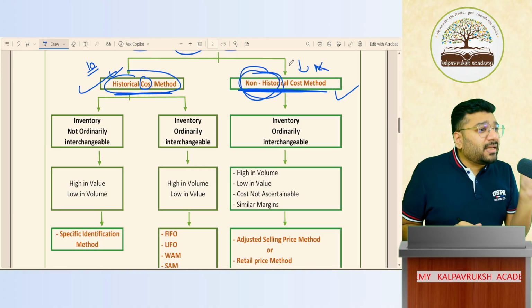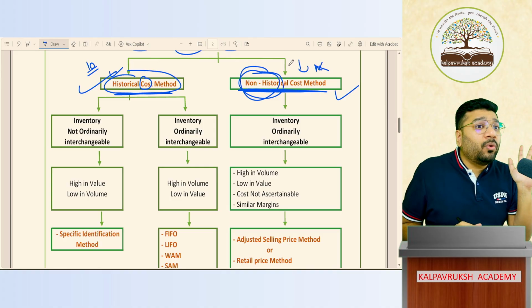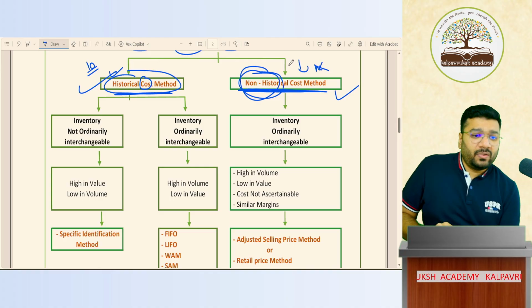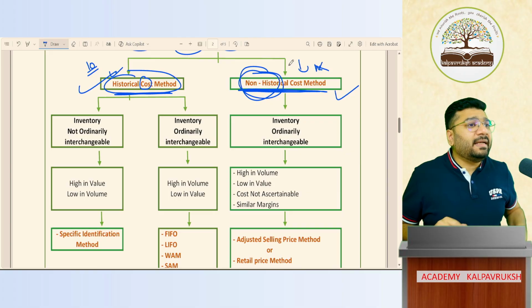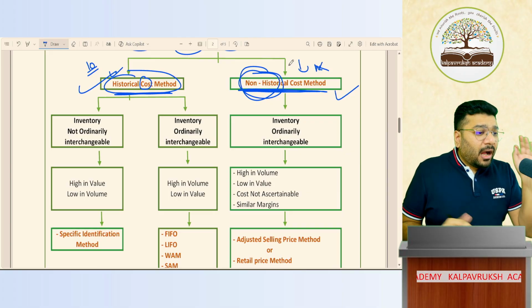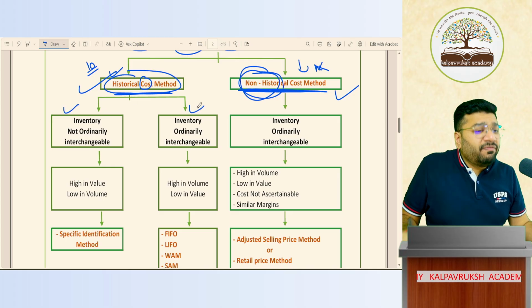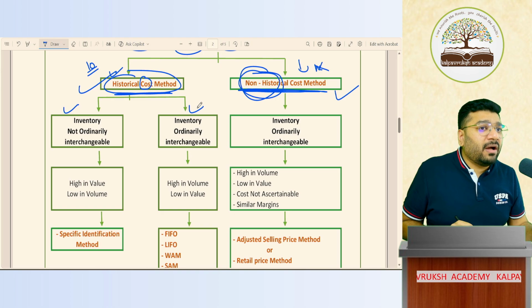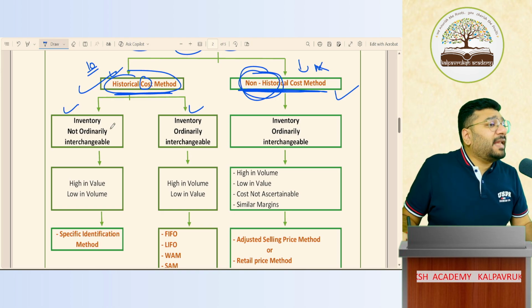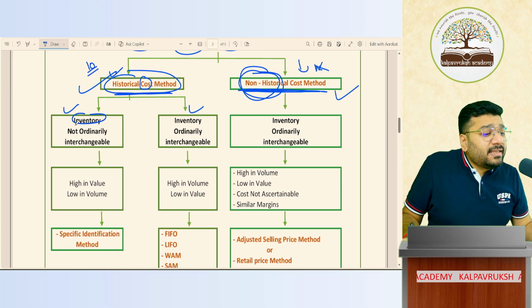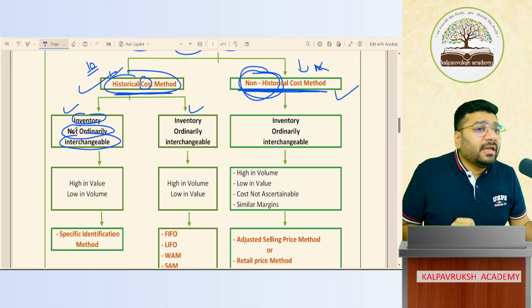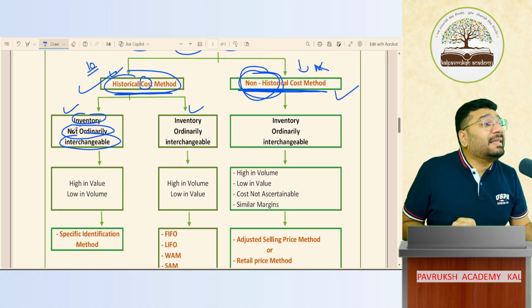Whichever circumstance applies to you, you apply it. Who are you? You are a business. You are an entity. Out of these two scenarios, which scenario is applicable for you? That scenario you apply. Okay, what is the first scenario? The first scenario is where inventories are not ordinarily interchangeable. Inventories are not ordinarily interchangeable.